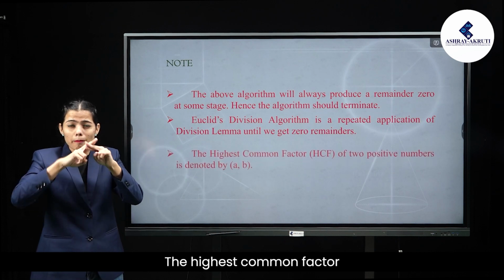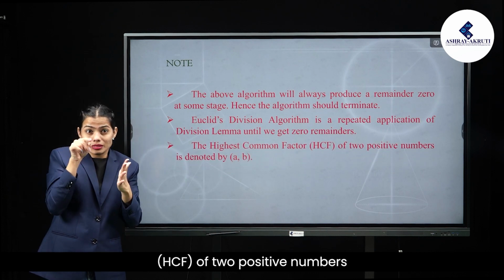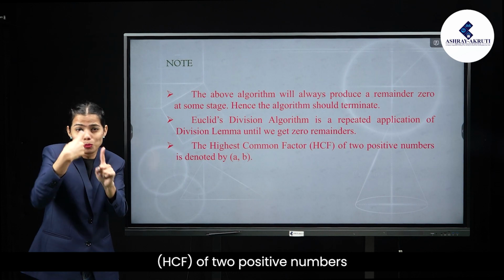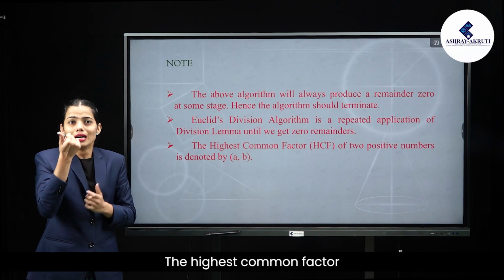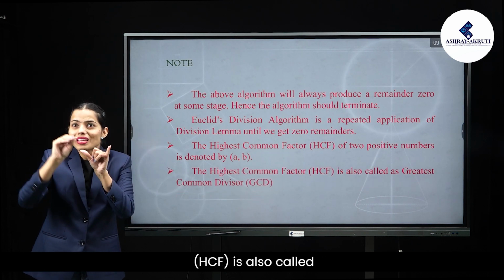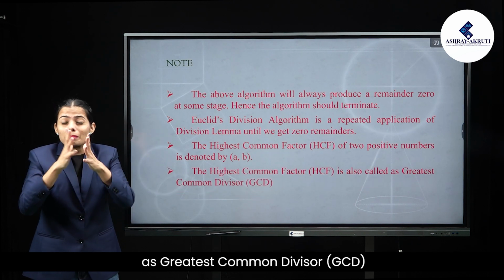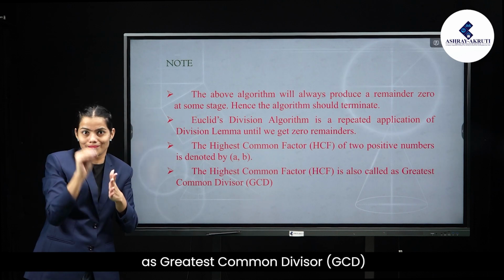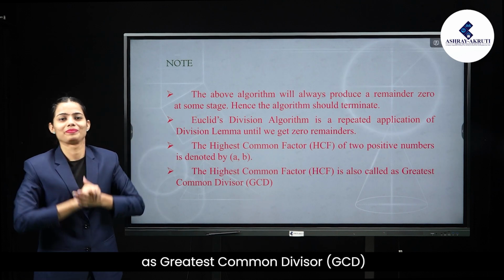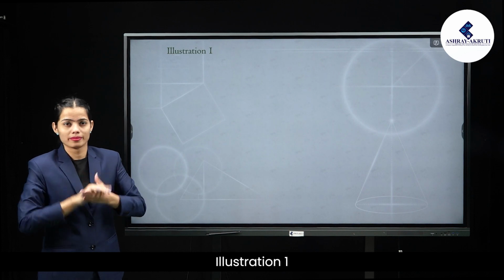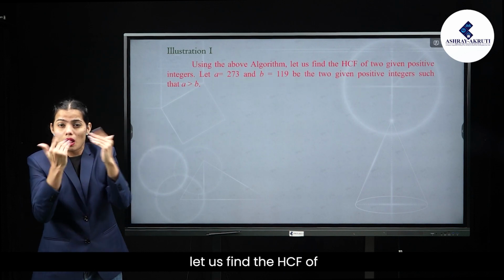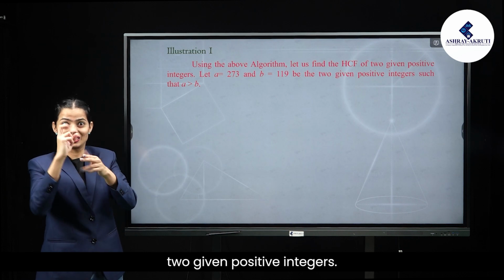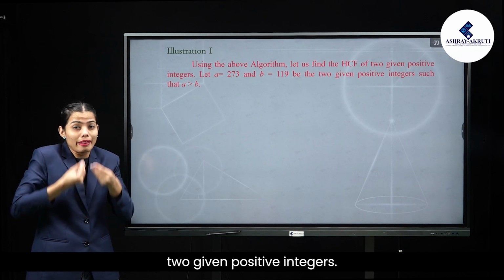The highest common factor, HCF, of two positive numbers A, B is denoted by (A, B). The highest common factor HCF is also called the greatest common divisor, GCD. Illustration 1. Using the above algorithm, let us find the HCF of two given positive integers.